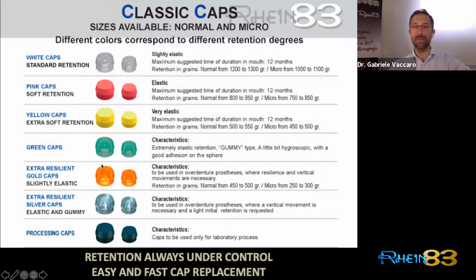In the catalog, you can find different kinds of retention. The color changes following the degree of retention.